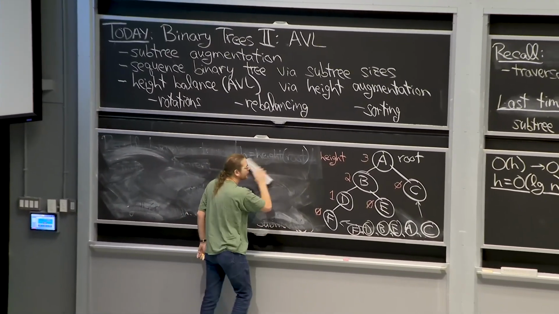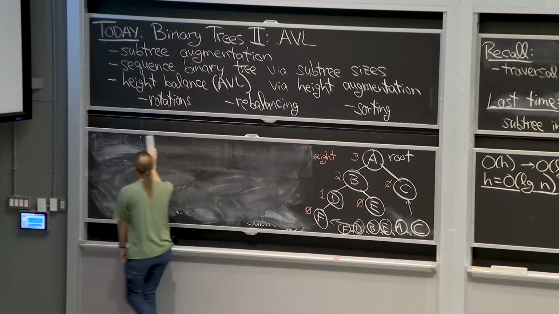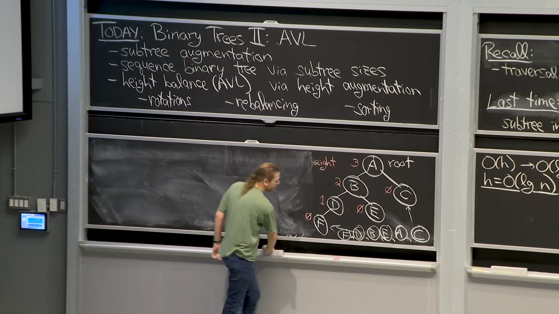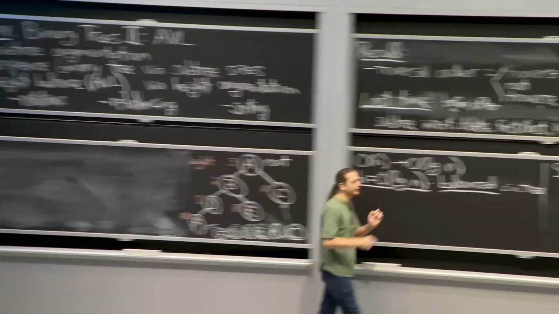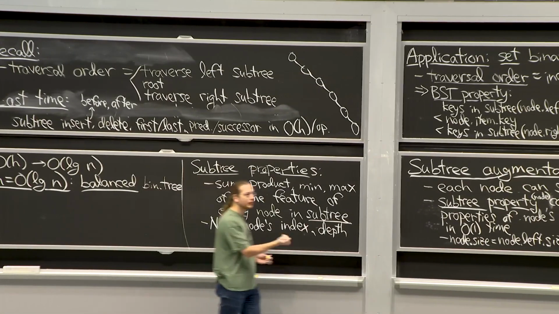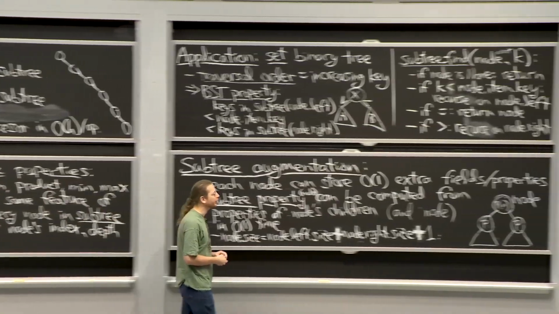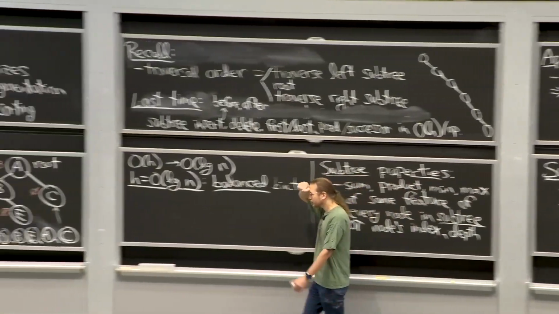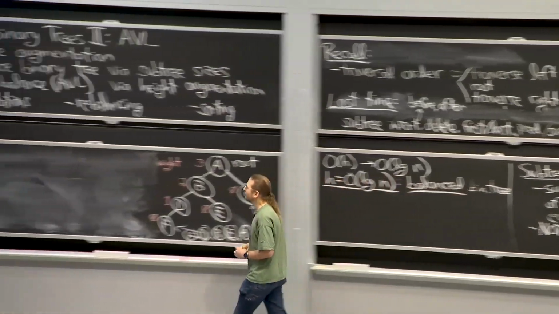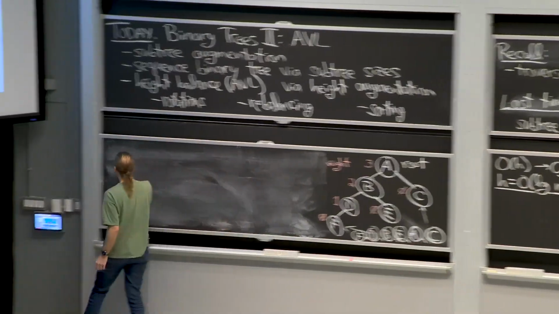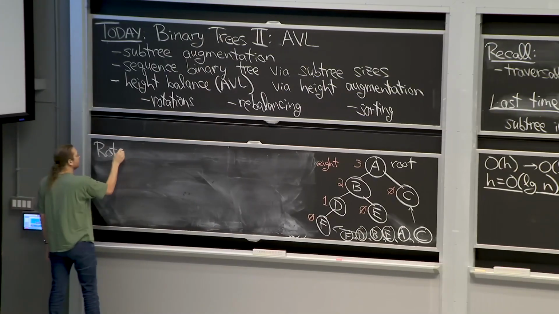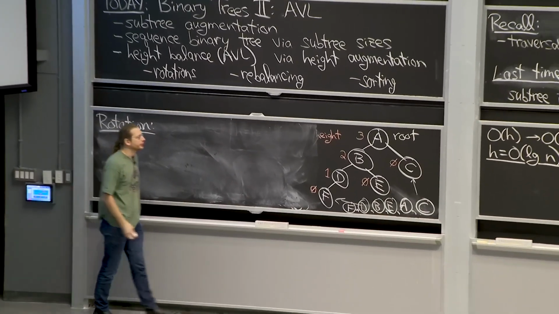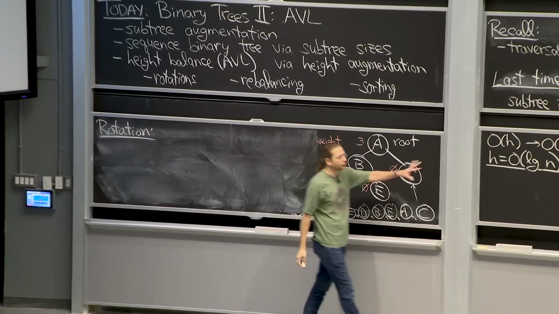So we need a new tool for manipulating a tree. What we've done so far, we've done some swapping of items, and we did adding and removing a leaf. That's not enough. We're going to need something else to let us guarantee logarithmic height. And that something else is called a rotation. What does this something else need to do? This is just a tool for rebalancing the tree.